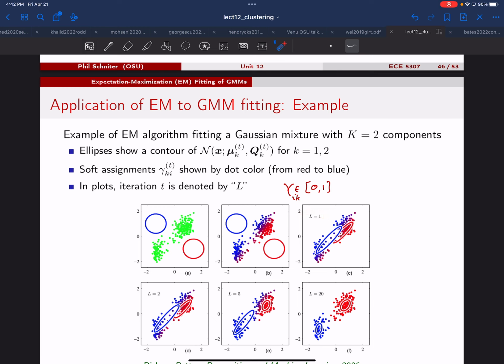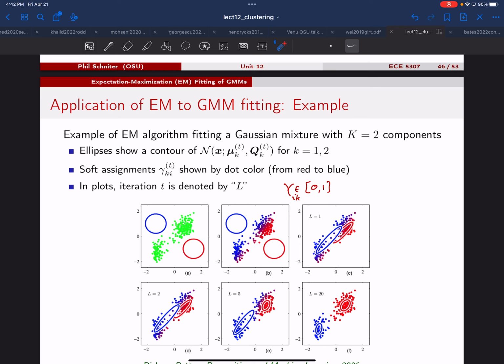Now that you have these new ellipses, you come up with a new color labeling where you take all your points and ask how good a fit they are to this Gaussian. That gives you new blue labels, and how good a fit they are to that Gaussian gives you new red labels. You can see the redness has shifted a little bit in this direction, and the blueness a little bit in that direction. You just keep iterating this. This is after 5 iterations, after 20 iterations.